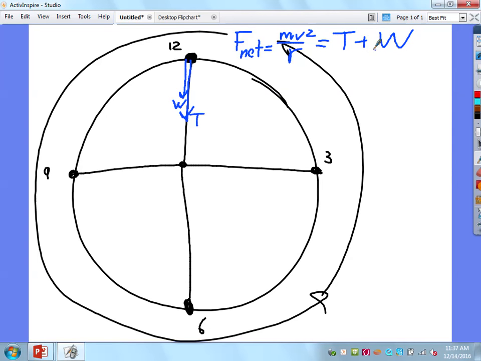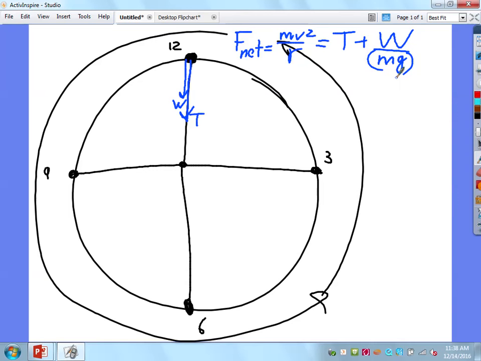Now, as a side note, if I want to solve for tension, what can I change weight into? I can change it into M times G. And now if I have M and R and V, I can solve for the tension at the top of the circle there. So just remember that. It equals M times G.